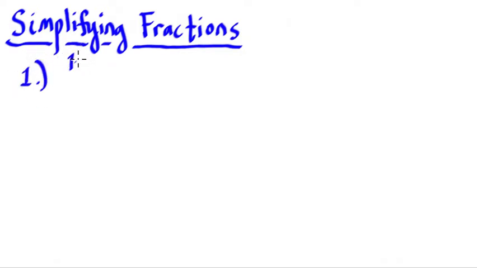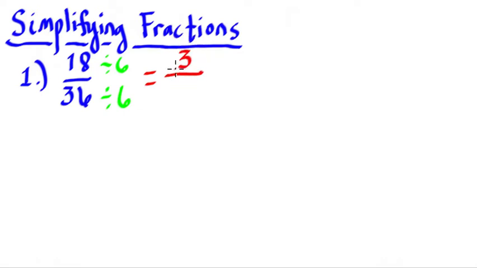For number one, we have 18 over 36. I can see that both of them are divisible by 6. That's the greatest common factor, I think. So we divide this by 6, and we also divide this by 6. What will be the result then? 18 divided by 6 is 3. 36 divided by 6 is going to be 6. And we can see that they are still divisible by 3, so our answer here is going to be 1/2.